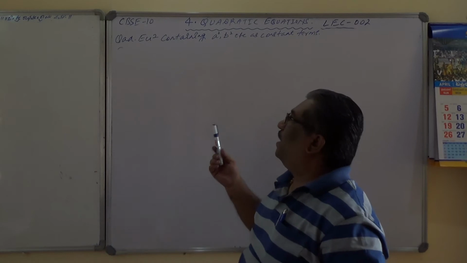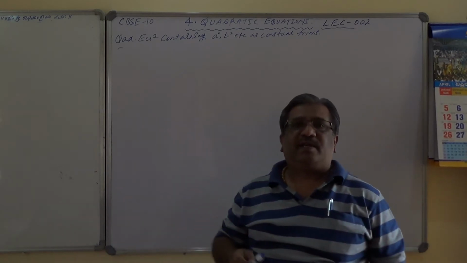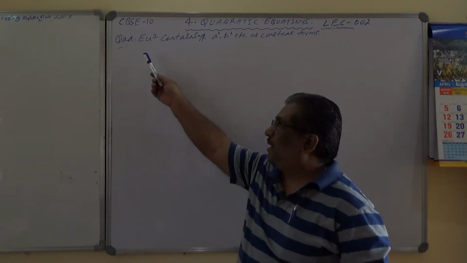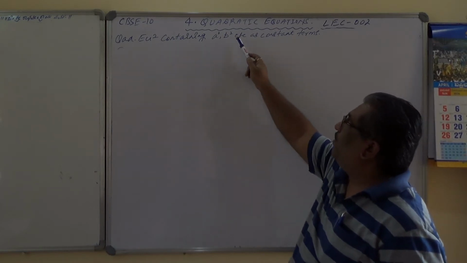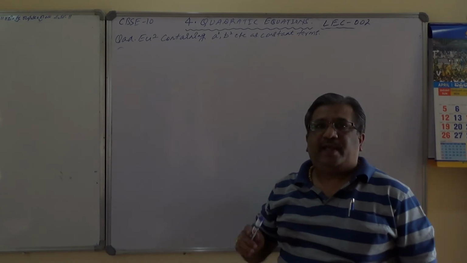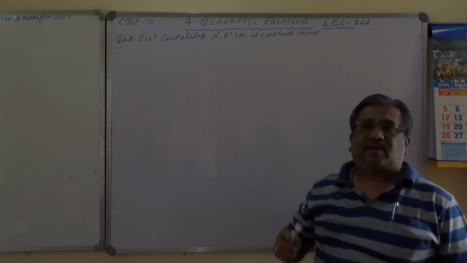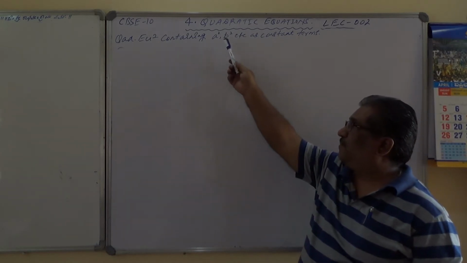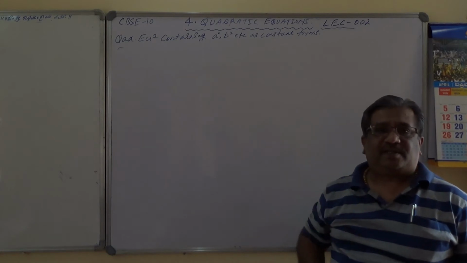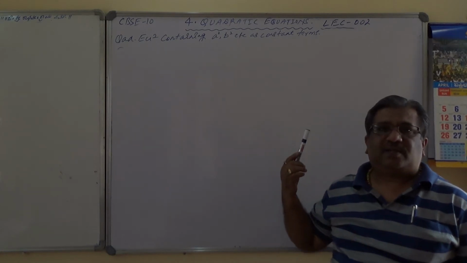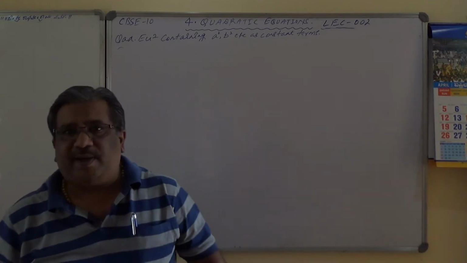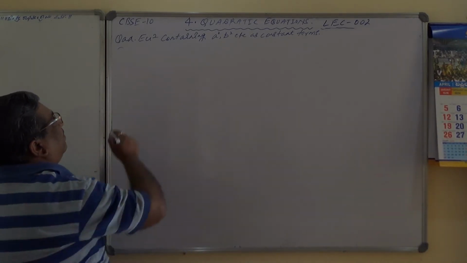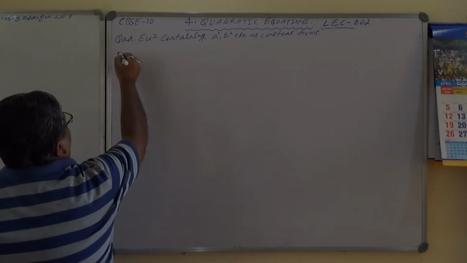Let us try to address some numericals which are very critical in nature, and the title given here is quadratic equations containing a square, b square, etc. as constant terms. Ax square plus bx plus c, where c is a constant. If the constant is expressed in terms of a square and b square, how to solve the numericals is very important. Please listen to the lecture very carefully, you will be able to understand. Let me take up the examples from R.D. Sharma and start solving. Let us begin with the first one.